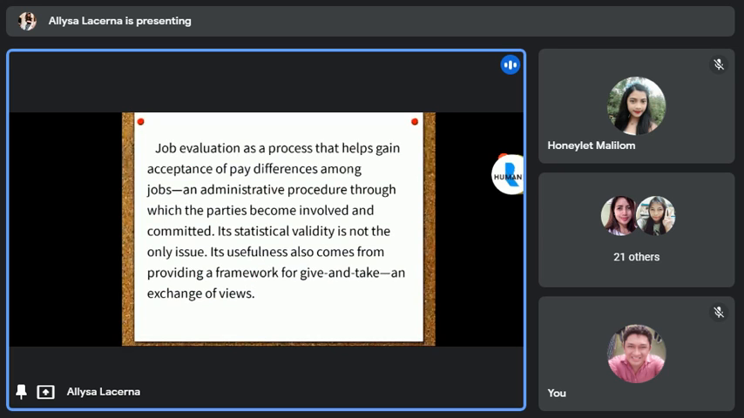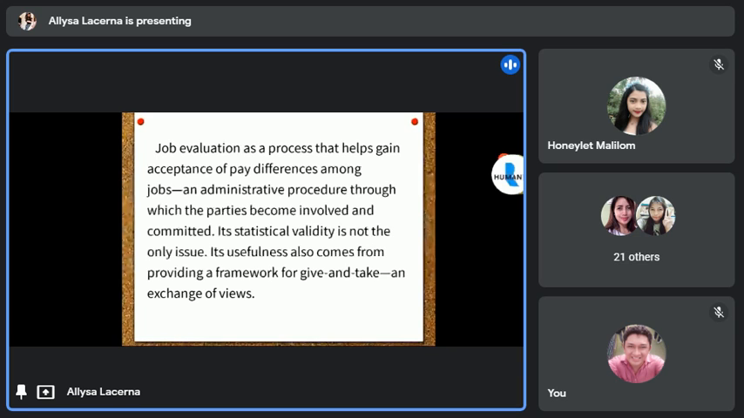Job evaluation is a process that helps gain acceptance of pay differences among jobs and an administrative procedure through which the parties become involved and committed. Its statistical validity is not the only issue. Its usefulness also comes from providing a framework for give and take and exchange of views.